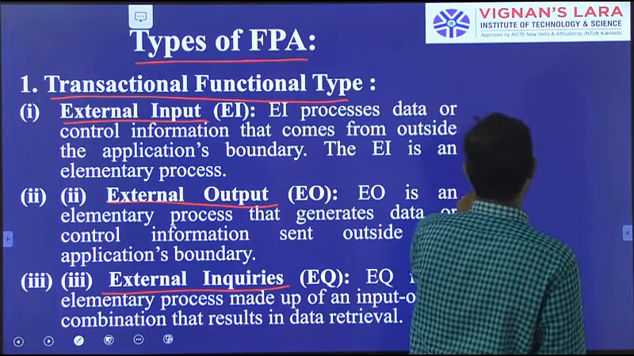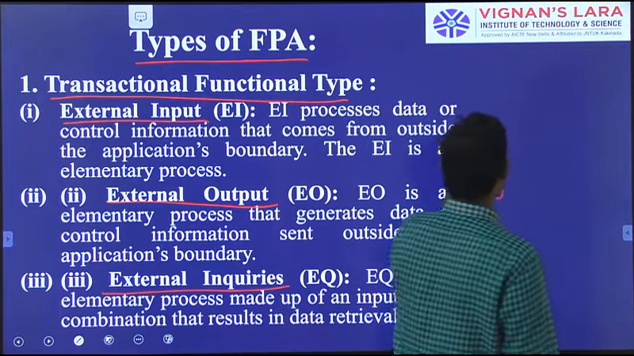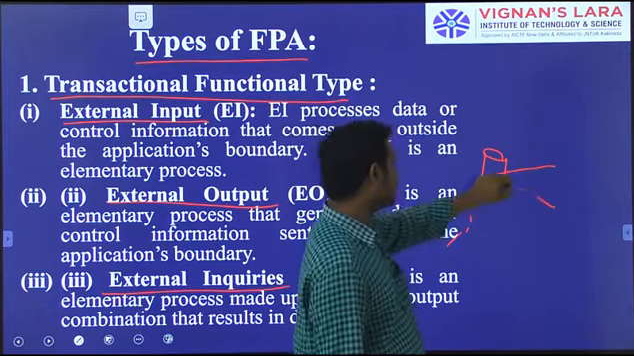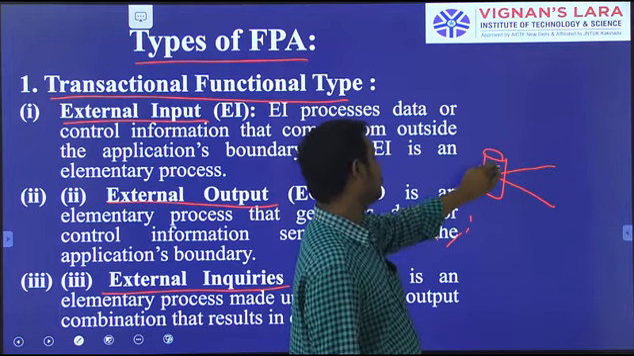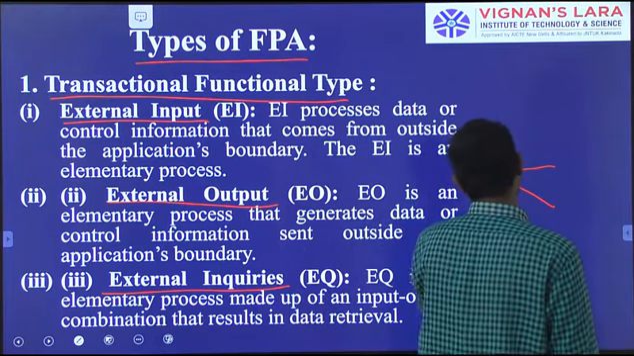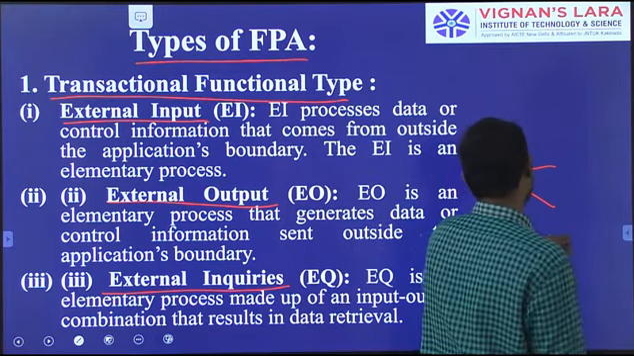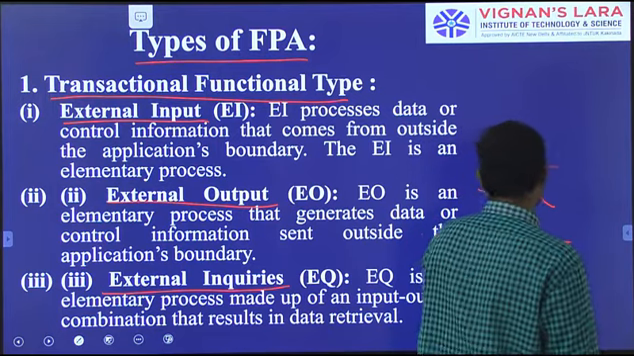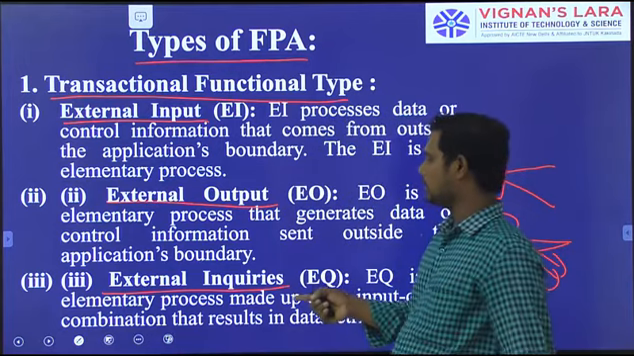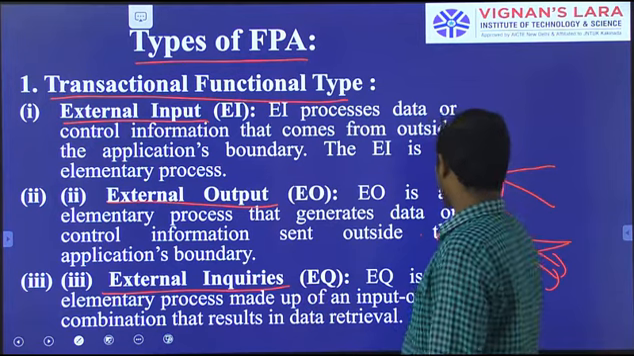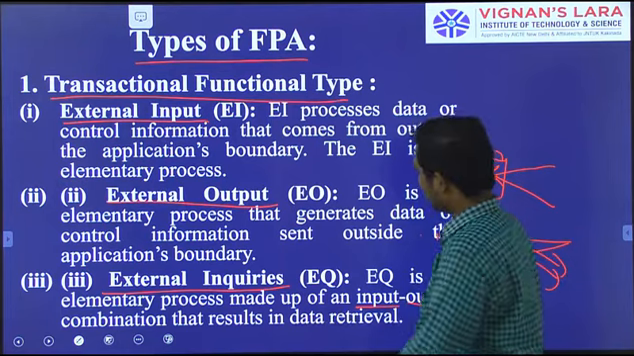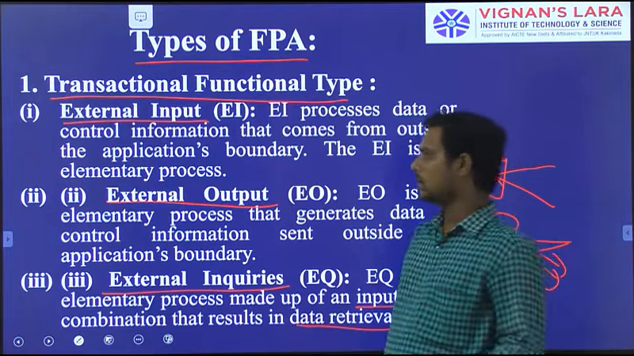Suppose this is the function. External inputs mean that from outside of the function, inputs are given to the project. External outputs mean outputs that we take outside of the project. External enquiries: an elementary process made up of both input and output combination, resulting in data retrieval. Based on input and output, we calculate the data retrieval.